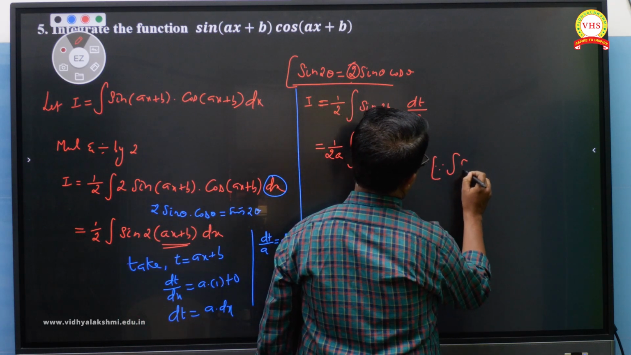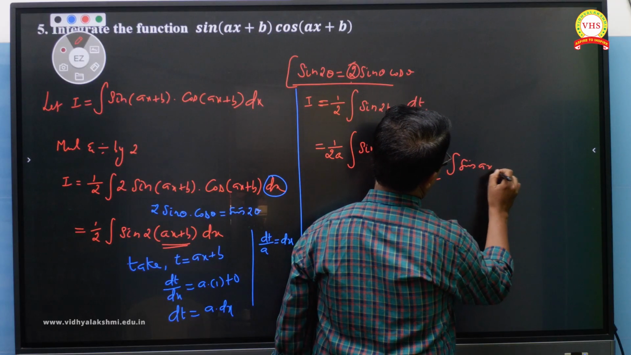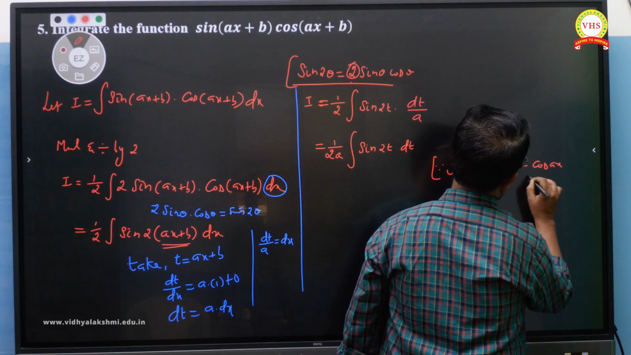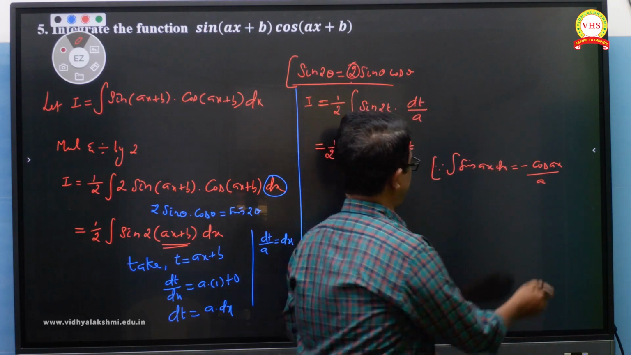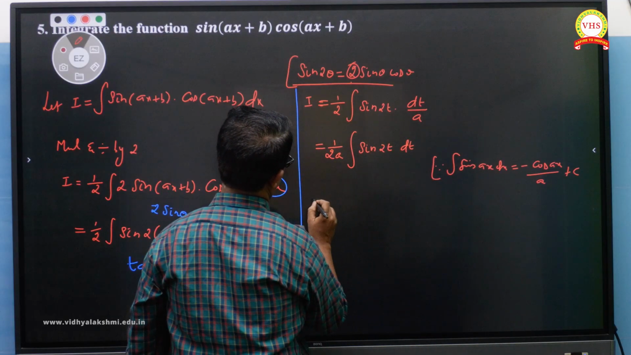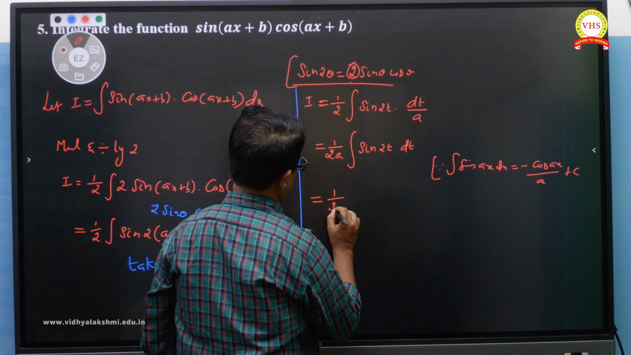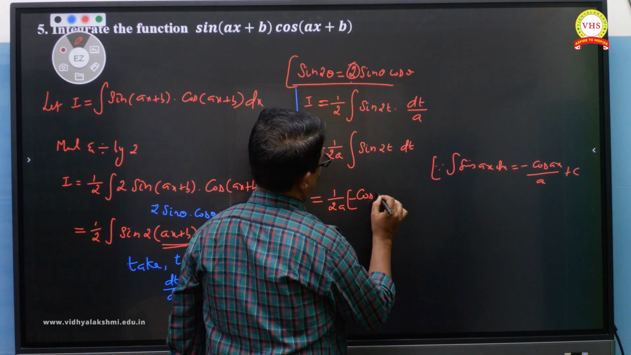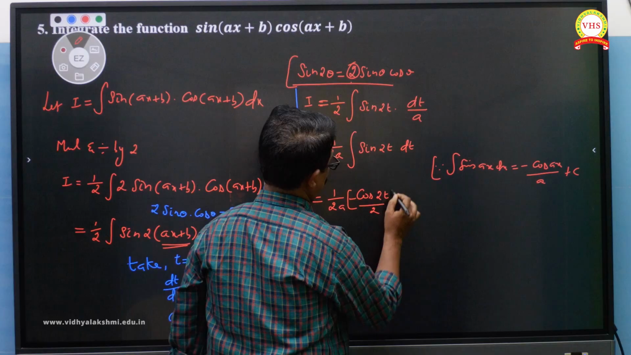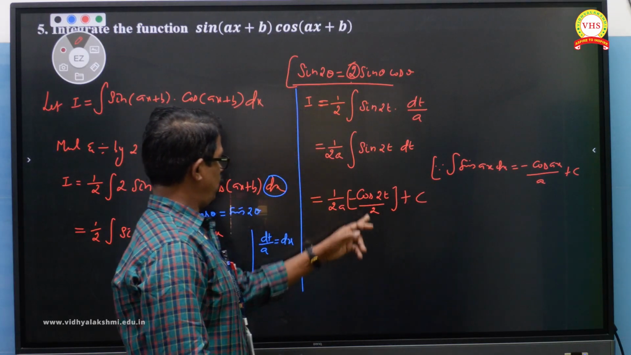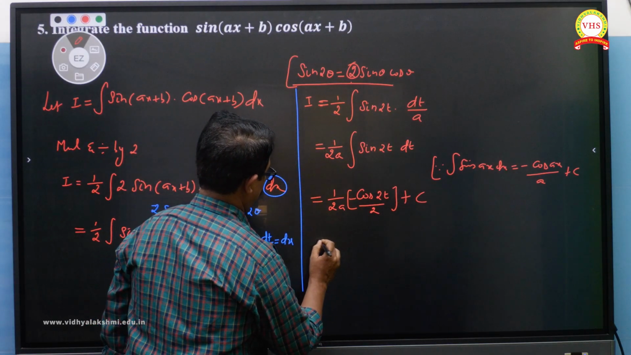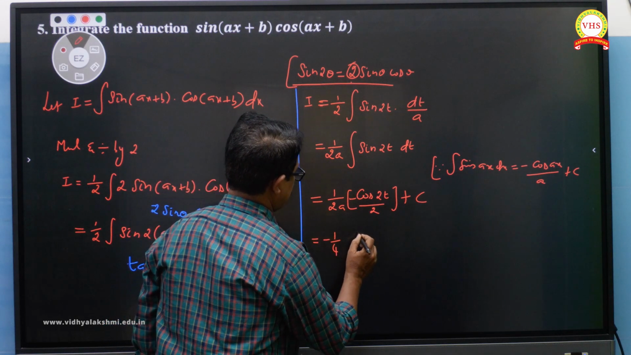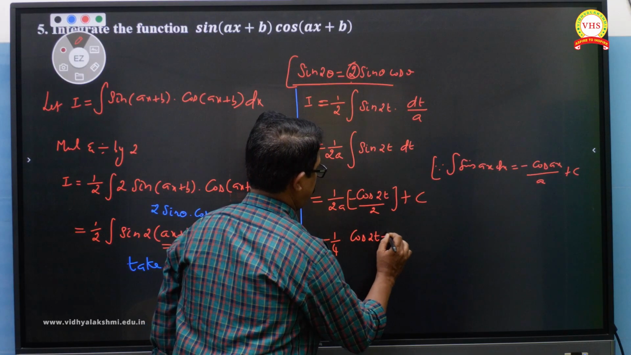The same way we are going to do. What is the formula here? Integral sin of ax into dx equal to minus cos of ax divided by a. In the place of a, equal to 2. What we are going to do here? It equals 1 by 2a into minus cos of 2t divided by 2 plus c. Now minus 1 by 2 taken outside, minus 1 by 4. Correct? What we are going to write here? That is cos 2t plus c.